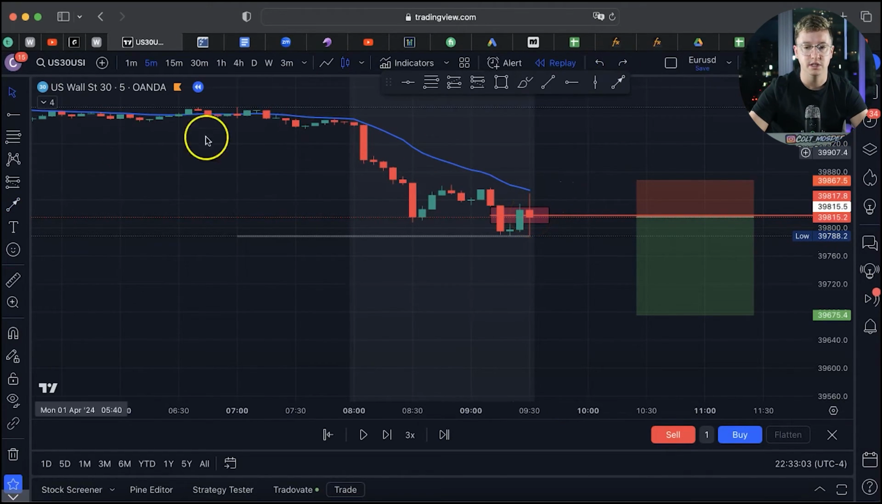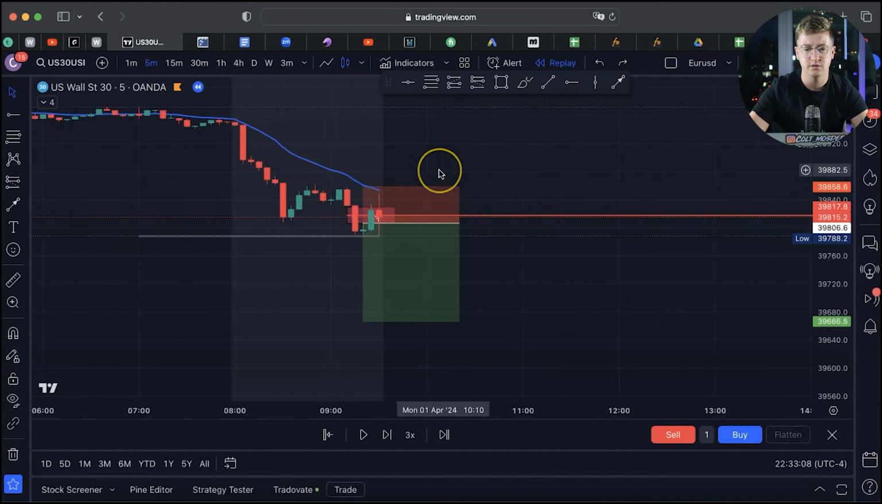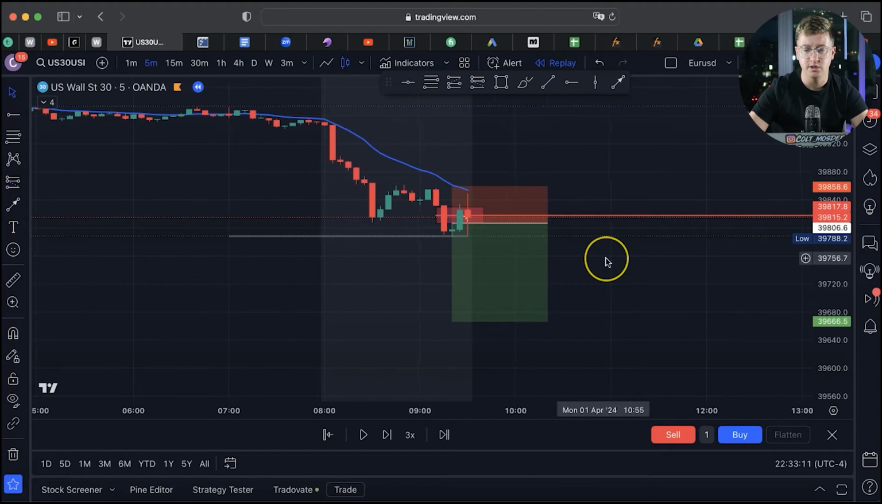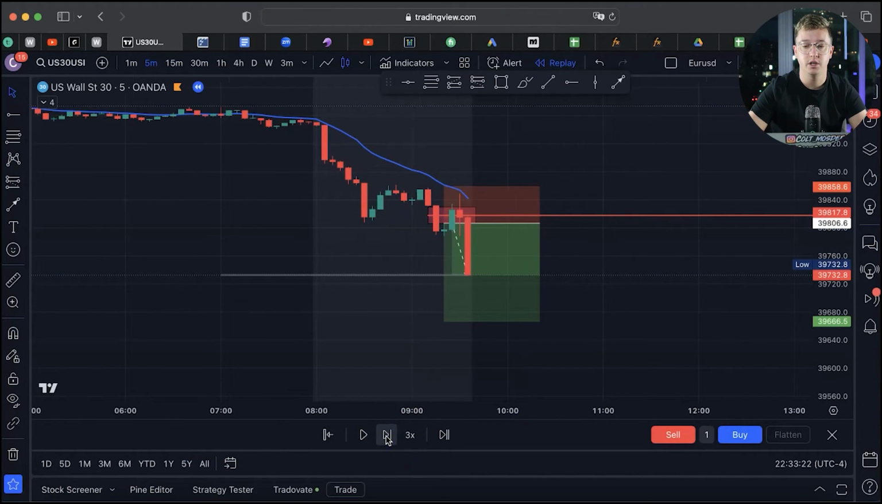So right there, we see our very valid fair value gap. Let me go back to, I'll leave it on the cross or the dot. So this is a still valid fair value gap. And the thing that I love about these fair value gaps is you want to see a very quick reaction away from them. So let's play back. There's our very quick reaction.